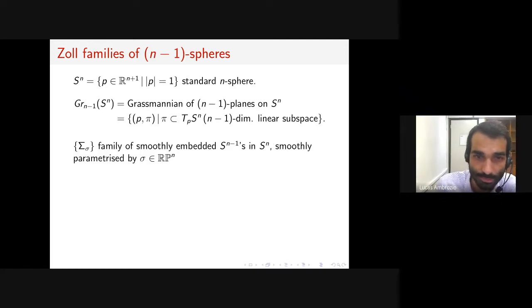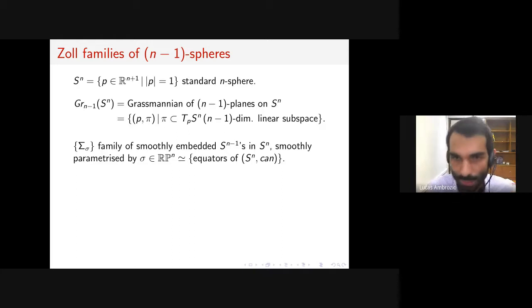a family that is smoothly parametrized by a point sigma in the real projective space of dimension n. And why do I take this restriction? Because the set of equators in Sn, the set of great hyperspheres, is parametrized by RPn: each line going through the origin defines an equator by taking the intersection of the sphere with the orthogonal complement of this line. So this is the set that parametrizes the equators in our model geometry. This is why I want to impose this.